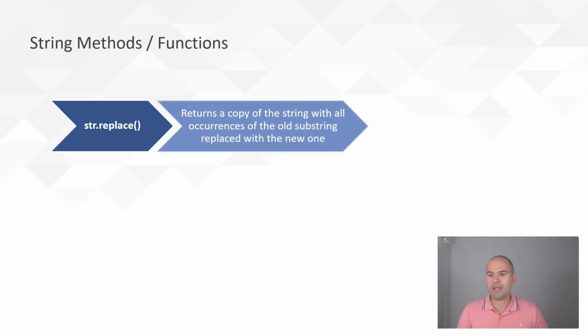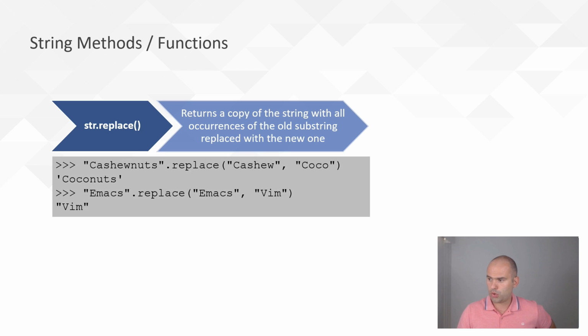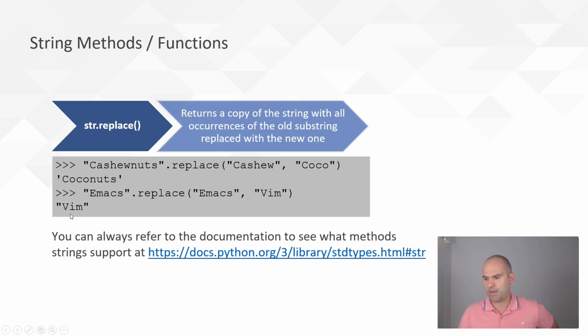So string.replace again takes 2 arguments. So for example, we have cashew nuts.replace. So we're going to replace, in this case, cashew with cocoa, and that's going to return coconuts. Emacs.replace Emacs with Vim. That's going to return Vim.